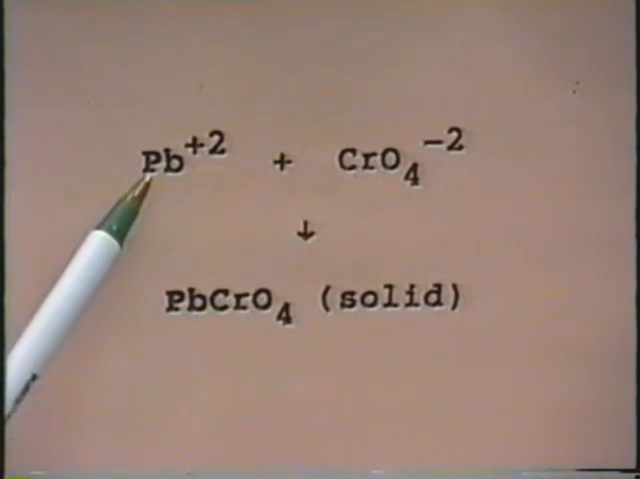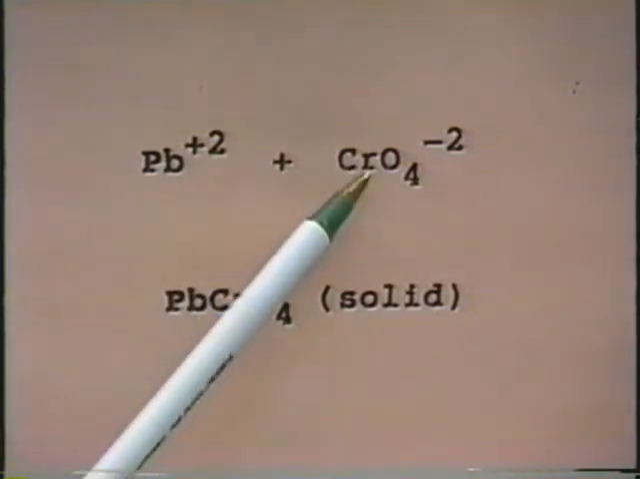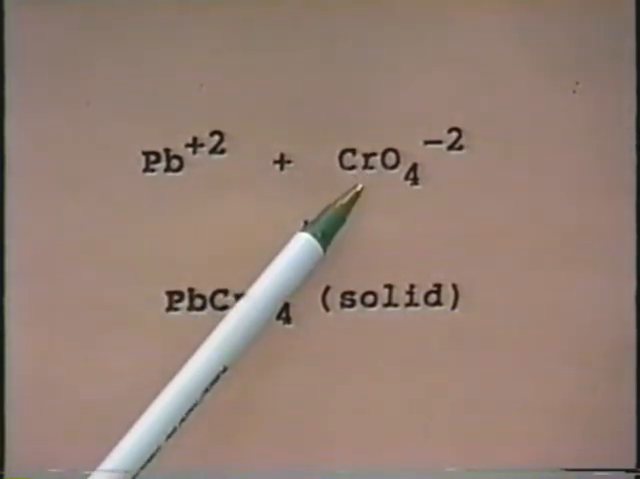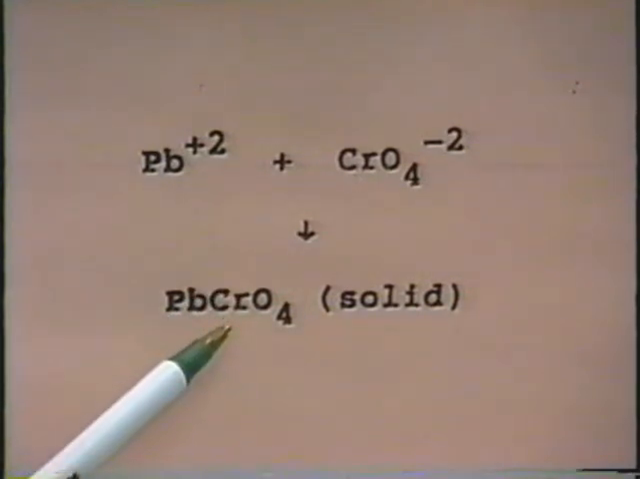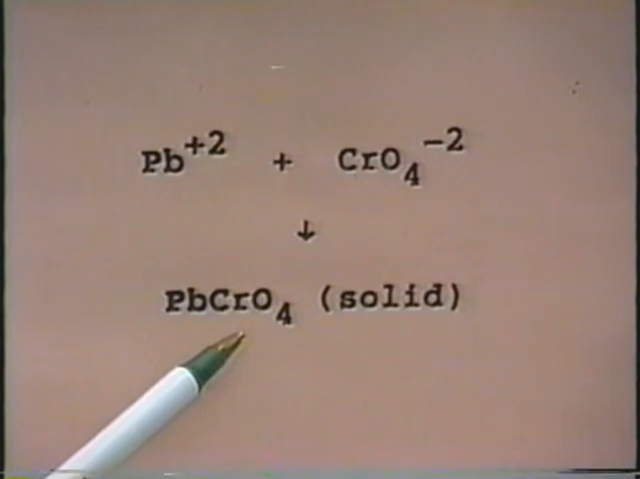The confirmation test for lead involves adding chromate ion to a slightly acidic solution. The precipitation of the yellow solid lead chromate confirms the presence of lead. Let's see what happens in our unknown.